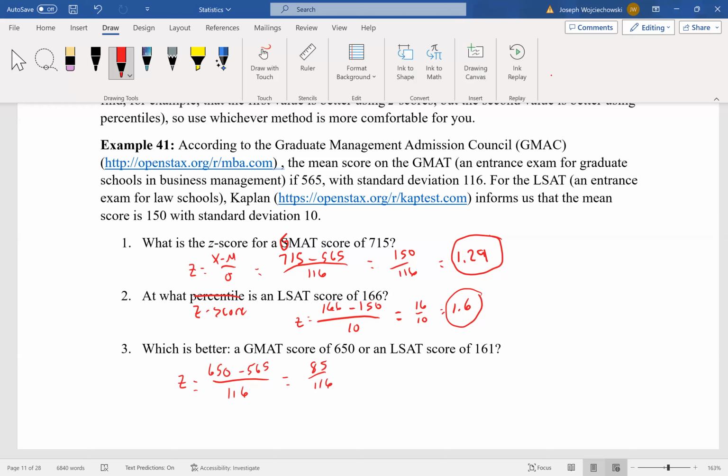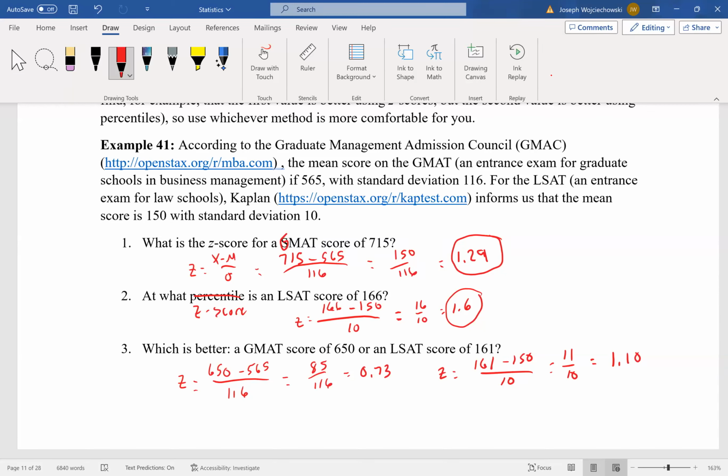Doing our calculator, 85 divided by 116 gives me 0.73. We want to go to 2 decimal places. Get in the habit of doing that later on if you take statistics. That is the standard. And now looking at our LSAT, we have a score of 161. Our mean score is 150. And our standard deviation is 10. Now I'm looking at 11 over 10, which is 1.10.